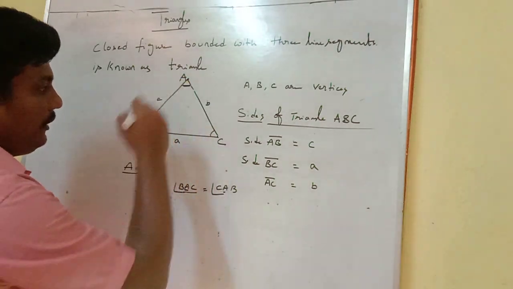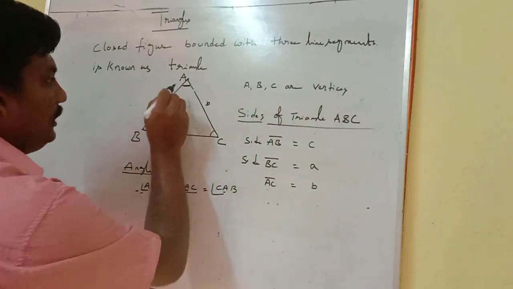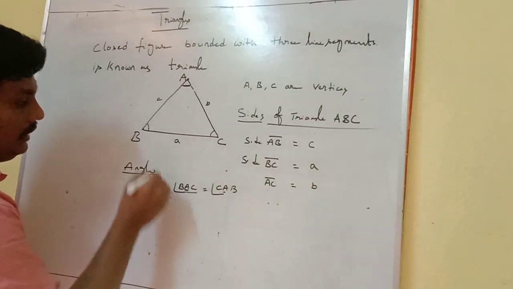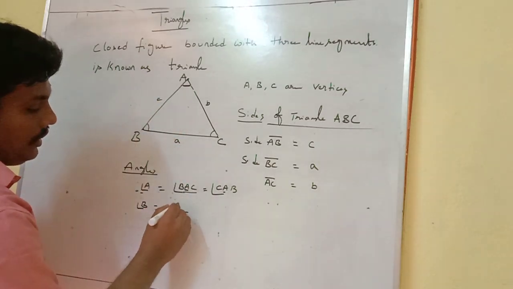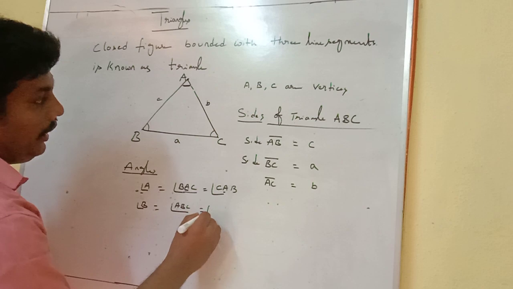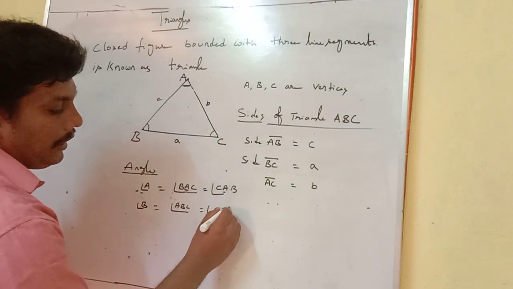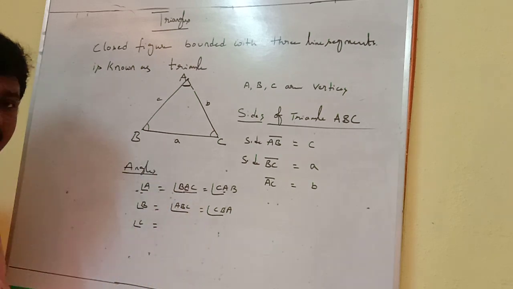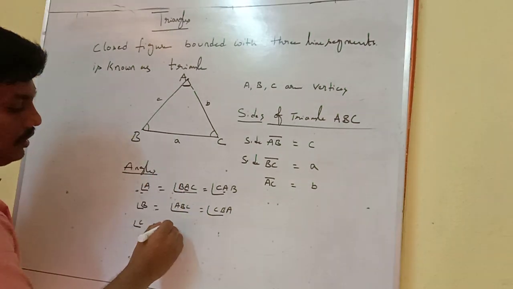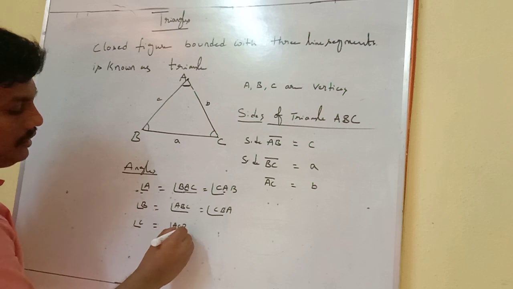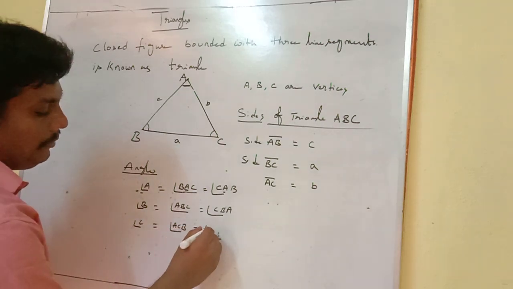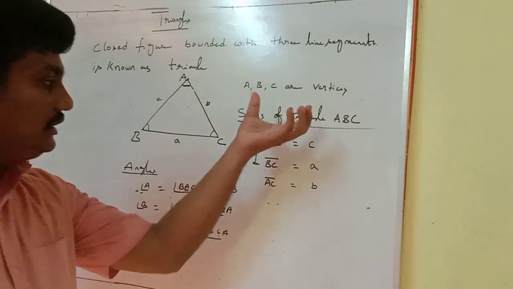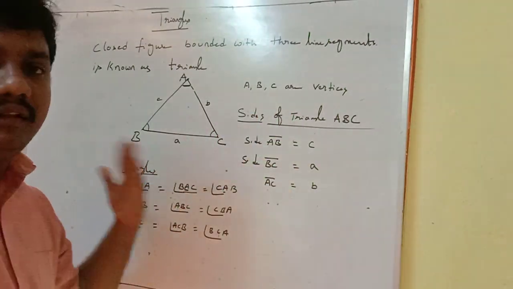So that is the formation of an angle in the triangle. Similarly, angle B is nothing but angle ABC or angle CBA. Next, angle C can be written as angle ACB, same as angle BCA. So these are the parts of the triangle. There are 6 parts of the triangle, 3 sides and 3 angles.